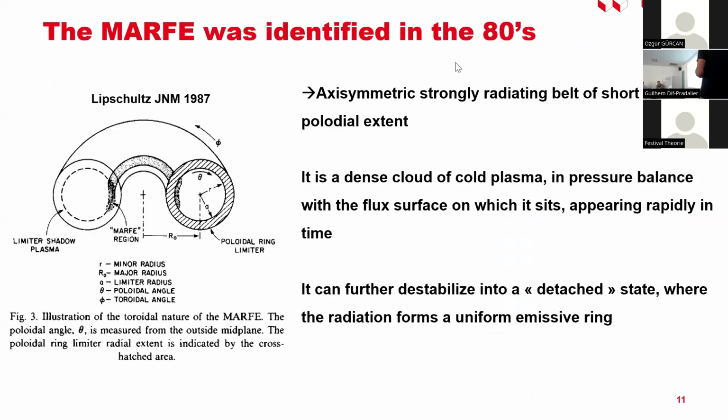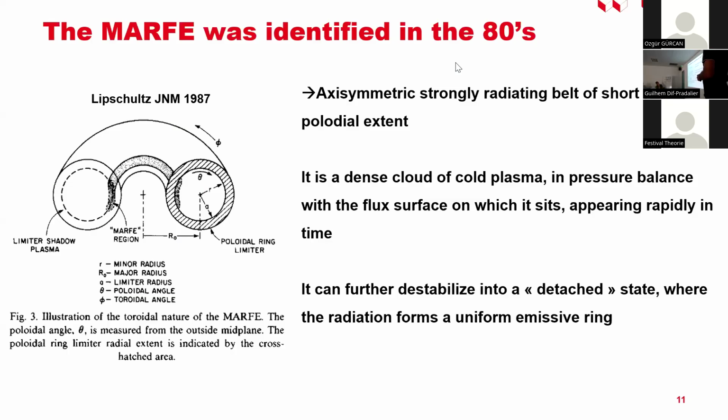So the first experimental observation of this bifurcation to a dense and cold plasma was reported in C-Mod. This was one of the most famous results presented by Bruce Lipschultz, where they had this limited plasma touching the inner side of the chamber, and eventually they could find that there is a very cold and very dense plasma cloud appearing there at the contact point of the plasma with the inner wall. They called it a MARF. The acronym, I lost track of it, but it's called a MARF.